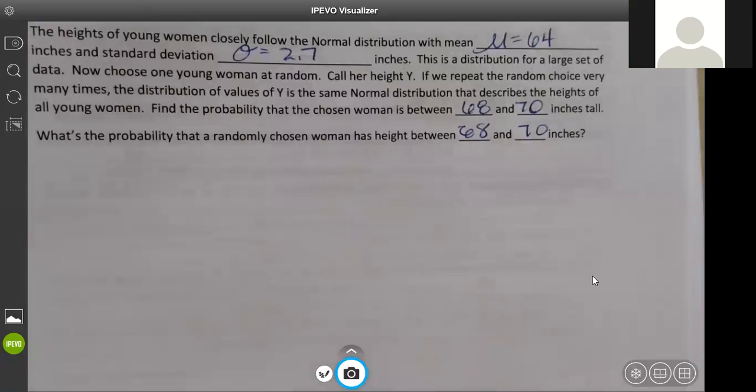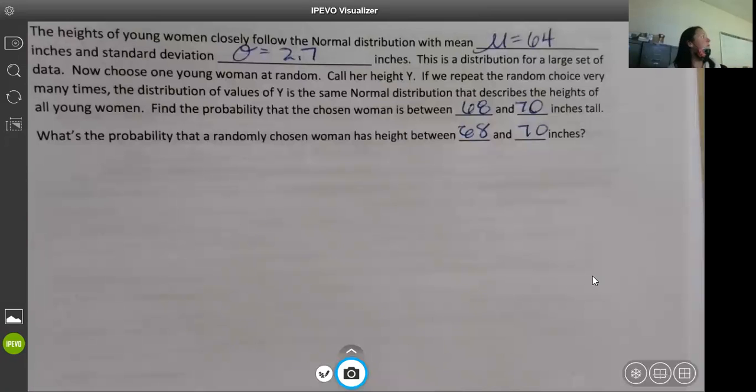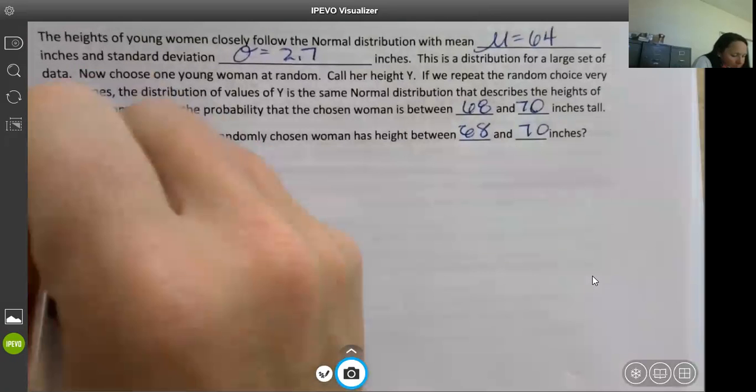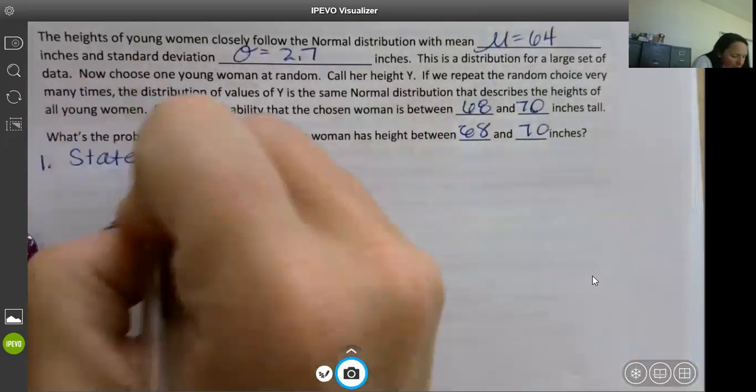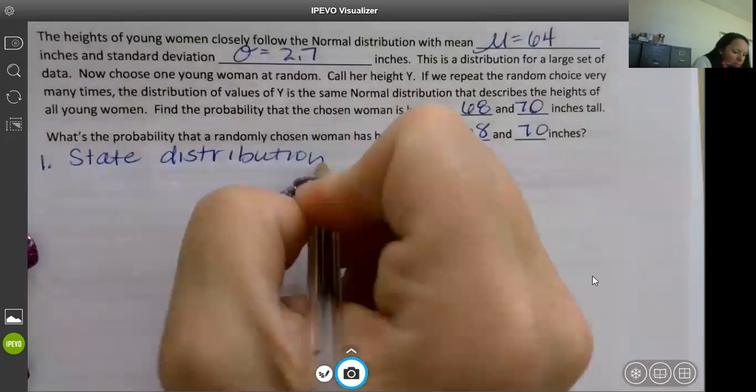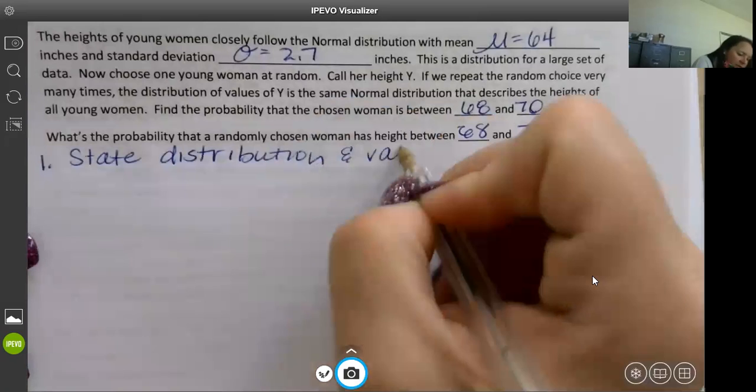Okay. All right. So again, this wouldn't take as long if I didn't want to go back and review. Again, you already know how to do it. I just want to review how to do it by hand and how to do it in the calculator. It takes like 2 seconds in the calculator, but I'm going to review by hand as well because you need to know it. All right. So the first thing that you're going to do is state the distribution and values of interest.